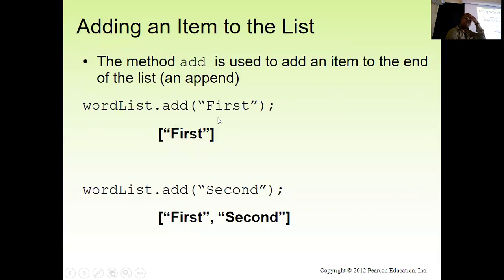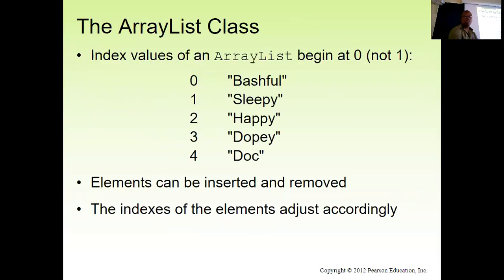Now, we could add something else by using a similar command with another input here, and you would realize that it basically appends the second thing to the end of the list. Now, the ArrayList class indexes, I told you that already, start indexing values at 0. So elements can be inserted and removed, and the indexes of the elements adjust accordingly.